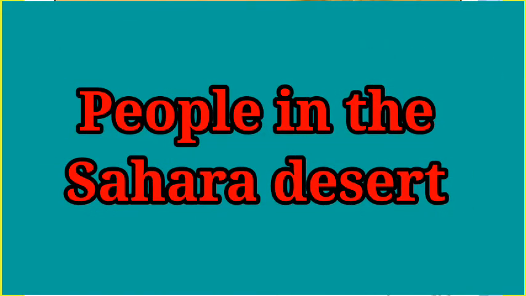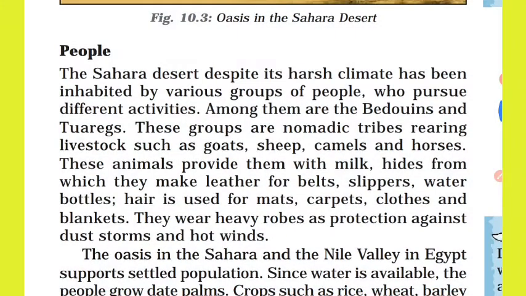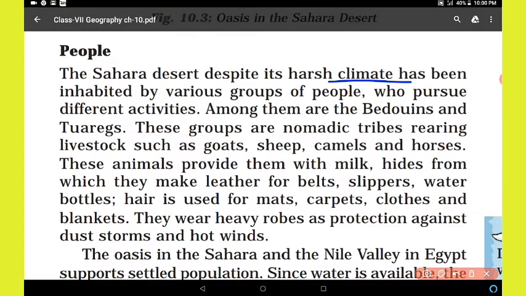So after the discussion of plants and animals, we'll discuss the people, what kind of human beings live there and what they do for their living or livelihoods. The Sahara Desert, despite its harsh climate, has been inhabited by various groups of people who pursue different activities. Among them are Bedouins and Tuaregs.